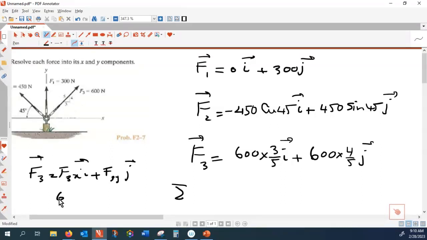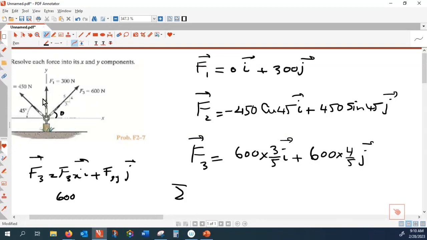F3x is 600 multiplied by cos of this angle. This angle, whatever that is, is equal to that angle over here. And with this little triangle, how do you find that angle? Cos of this angle is adjacent divided by the hypotenuse, 3/5. And the second one is 600 multiplied by sine of theta. Sine of theta in this little triangle is opposite divided by hypotenuse, 4/5.